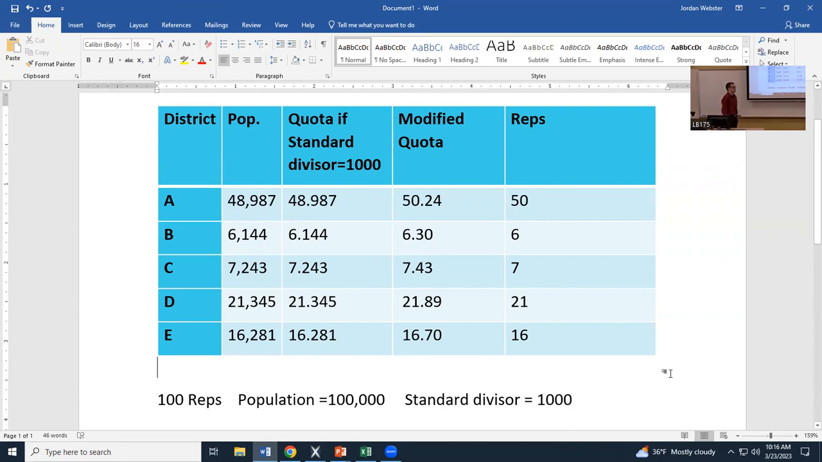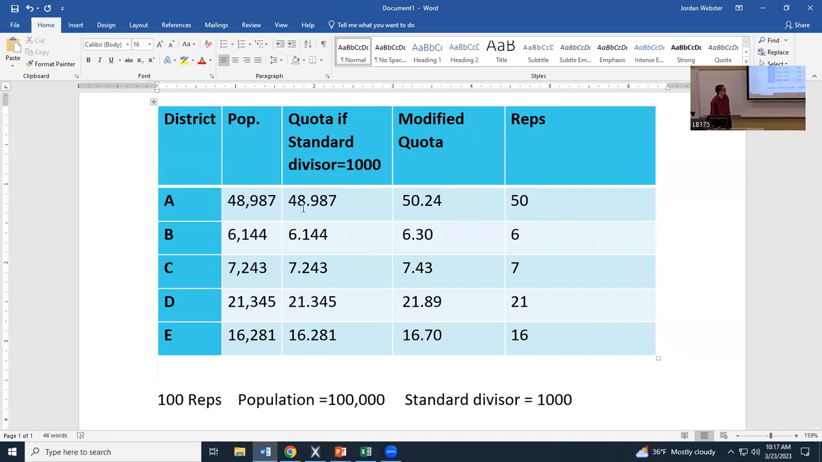Now, here's the weird thing that's happened. Let me point it out. In District A, if we had done Hamilton's method, that was the previous method where we give everyone the lower quota using the standard divisor, and then the biggest decimals remaining get extras. If we would have done Hamilton's method, A would have received 48 or 49 representatives. You see that?